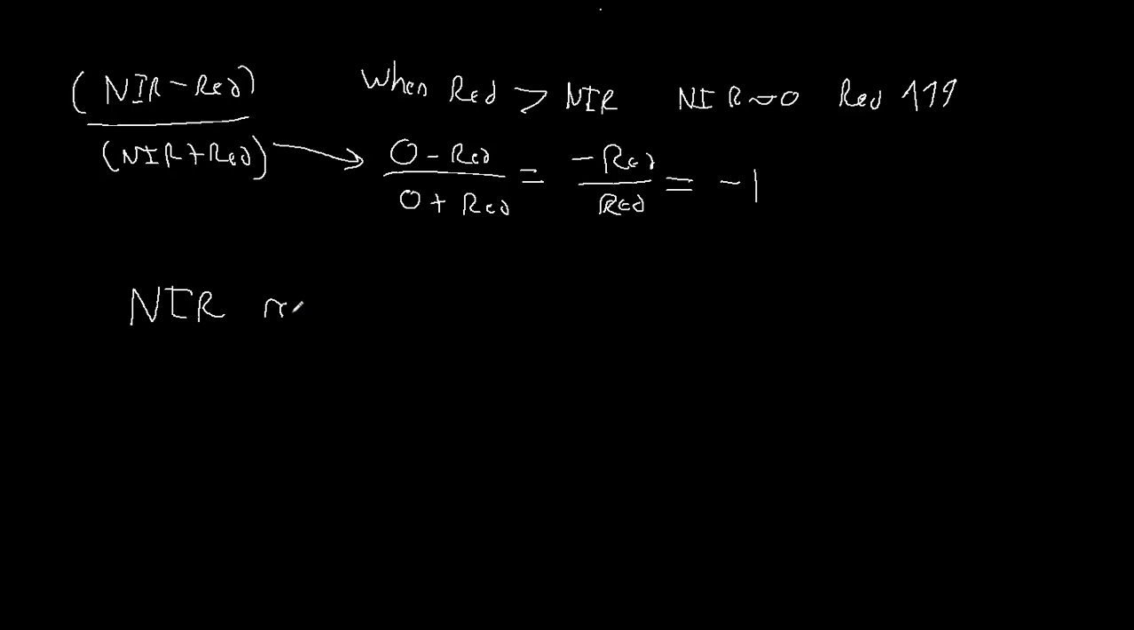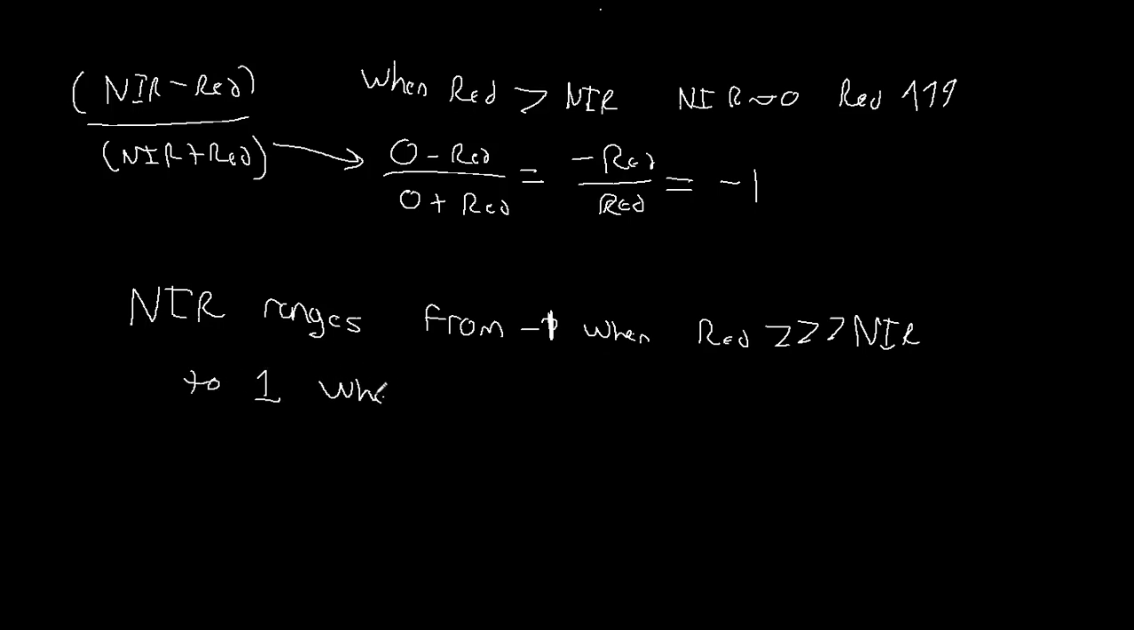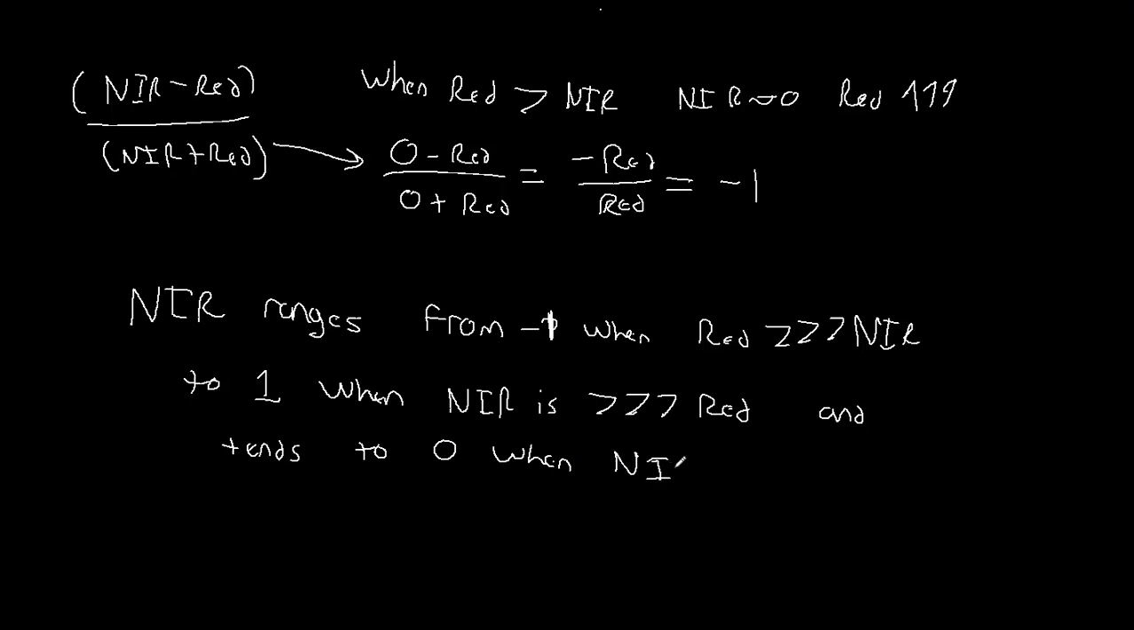NDVI ranges from -1 when red is far greater than NIR, to 1 when NIR is far greater than red, and tends to 0 when NIR equals red.